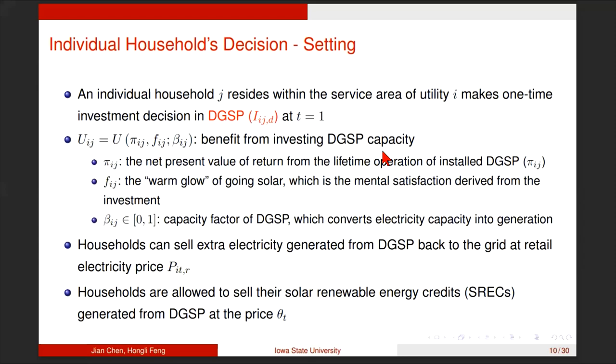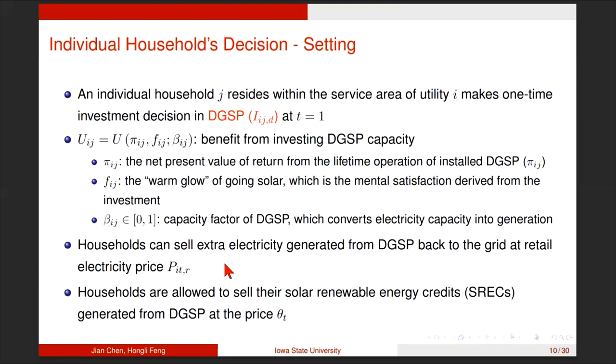An individual household derives benefits from investing in DGSP mainly through two channels. One is the net present value of return from the lifetime operation of the invested capacity. The other is the warm glow of going solar, which is the mental satisfaction derived from the investment. And beta ij is the capacity factor. The household can sell extra electricity generated from DGSP back to the grid at the retail electricity price, P_ITR. So the underlying assumption is that the utility sets the net metering rate of one.